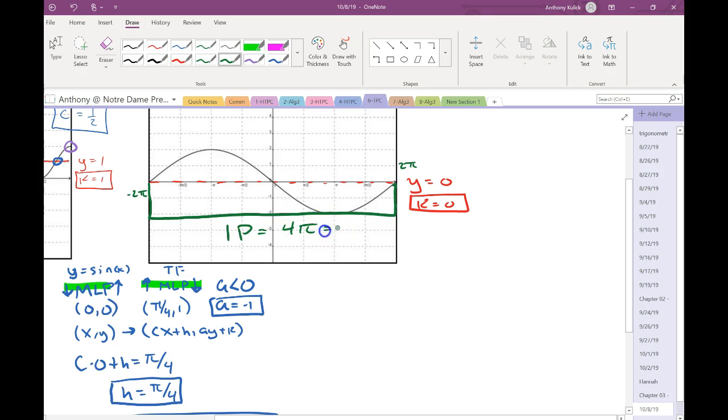Because I know that 1 period is equal to 2 pi times c, if I divide both sides of this by 2 pi, I get that the absolute value of c is 2. And because, like we said before, we're always going to choose to use c as a positive, I'm just going to write positive 2 as my value for c. Everybody okay there?